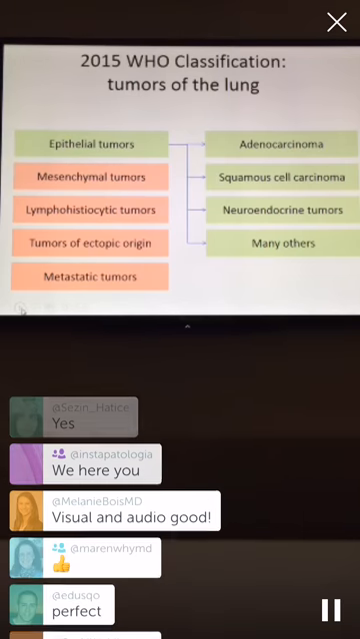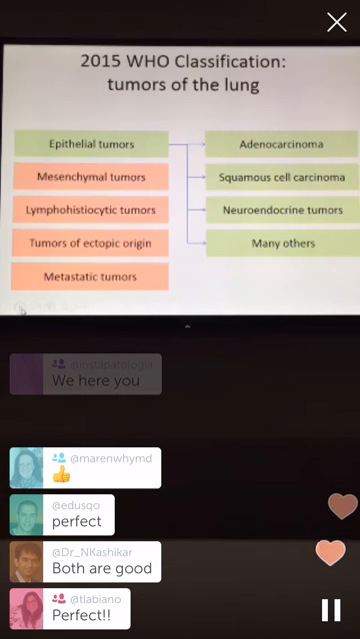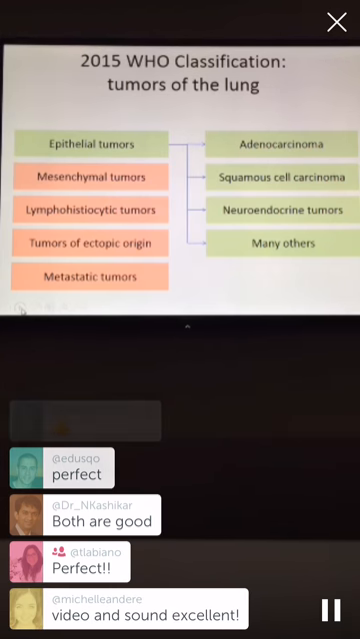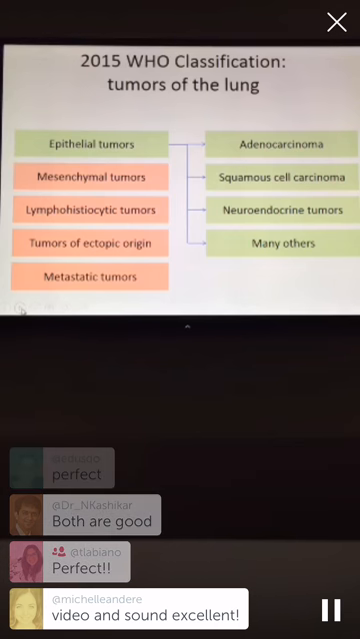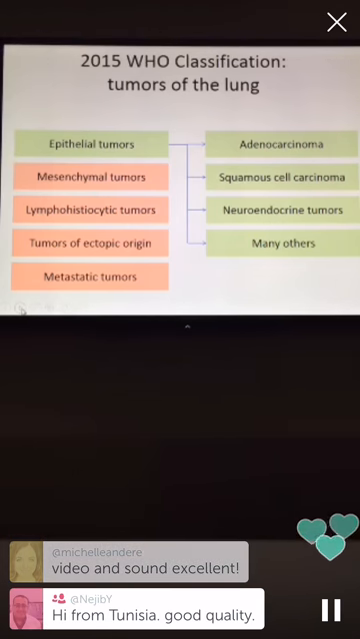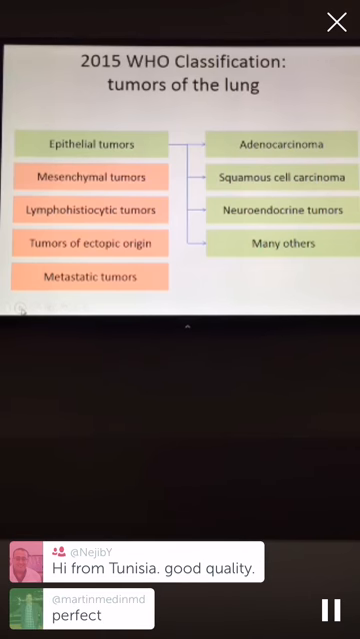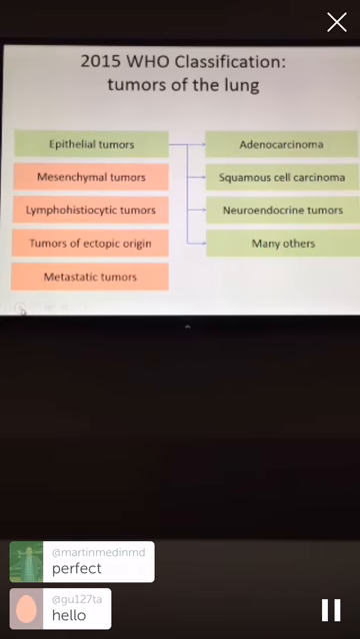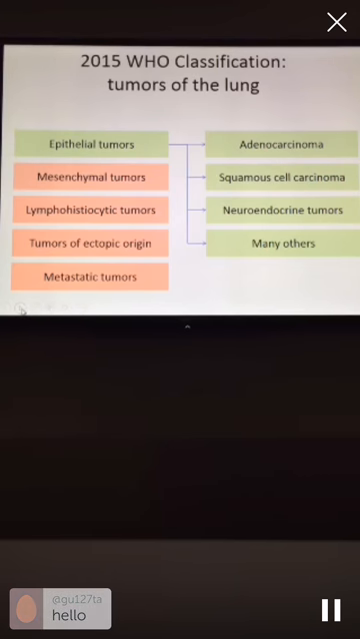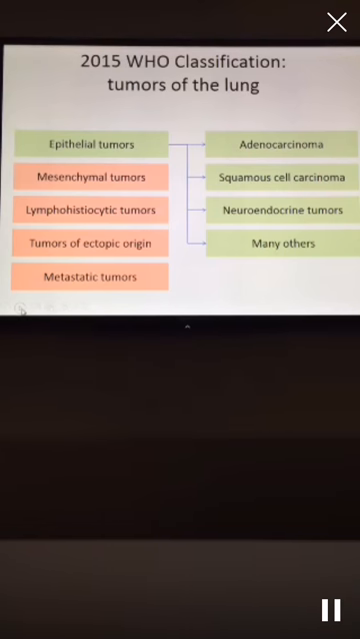The first thing I just want to let you know is, before we go into the 6 essential facts, I want to give a brief introduction to the 2015 WHO classification, which is the blue book that we know and love. So the WHO classification is out. This is a new classification. Lots of things have changed. So every pathology resident who wants to learn about lung pathology should read this new 2015 WHO book. You must read this book. Things have changed, and lung tumors are now classified as epithelial tumors, mesenchymal tumors, lymphohistiocytic tumors, tumors of ectopic origin, and metastatic tumors. So that's the broad classification that the WHO uses in this latest classification.